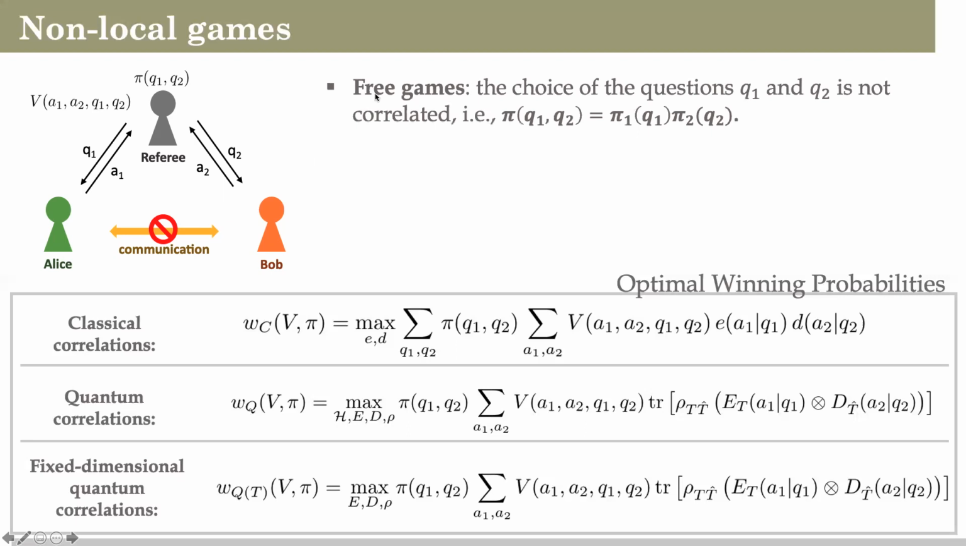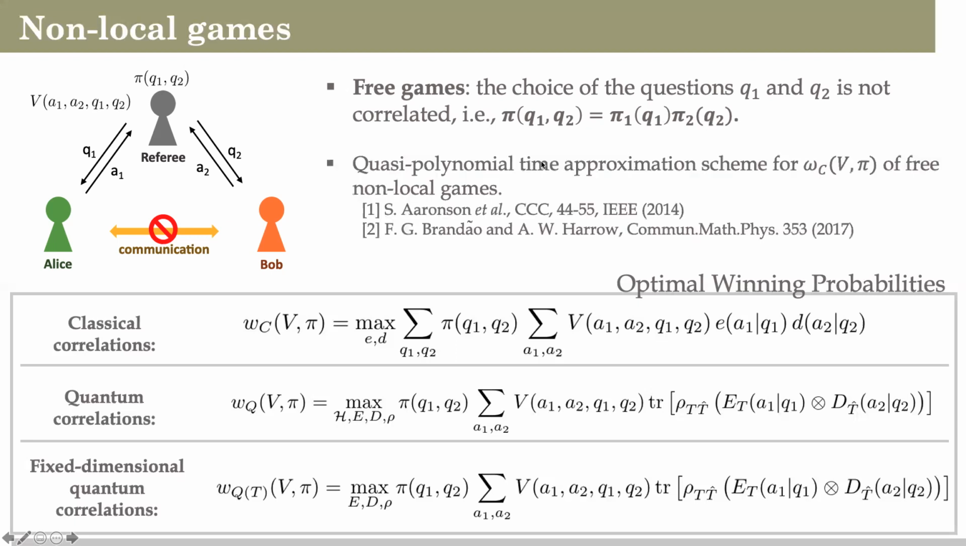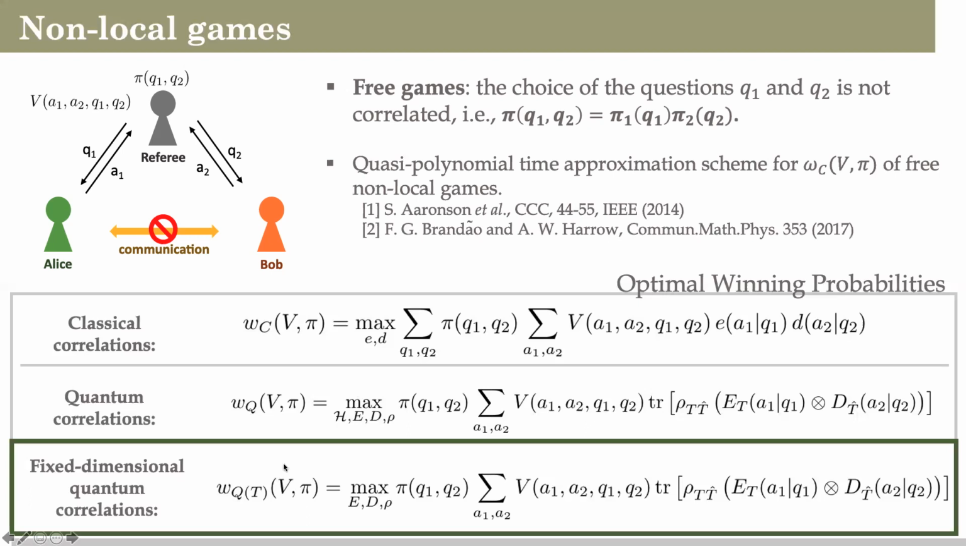Free game is one example. It is a subclass of non-local games where the choice of the questions Q1 and Q2 is not correlated. In other words, this question probability distribution pi is in this product form. For these free games, a quasi-polynomial time approximation scheme for omega c of free non-local games is known. And in our talk, we will also only focus on these free games, and we will try to find an approximation algorithm to calculate this omega qt for these free non-local games.